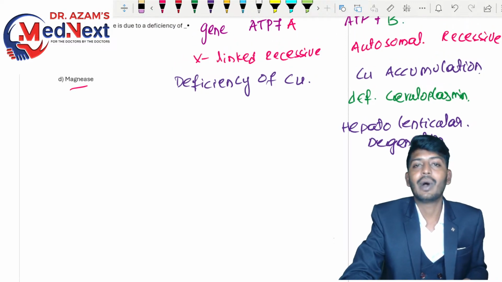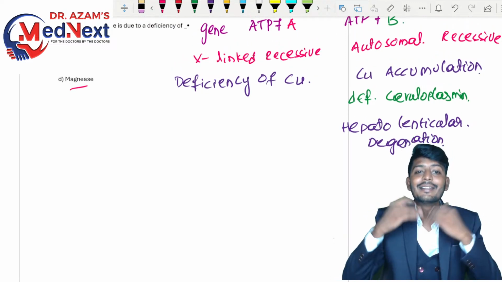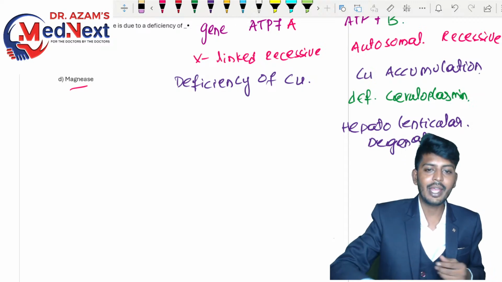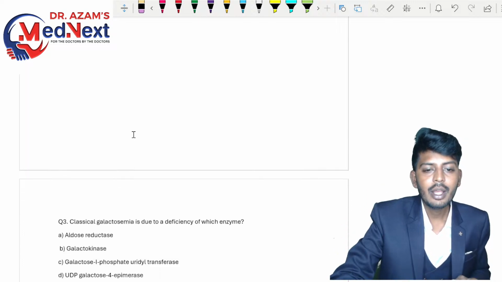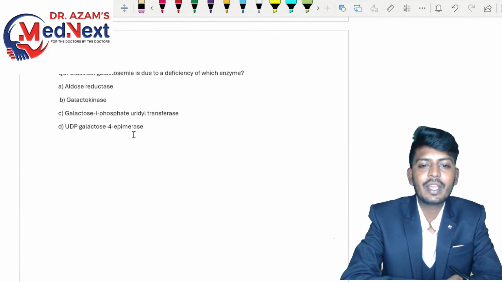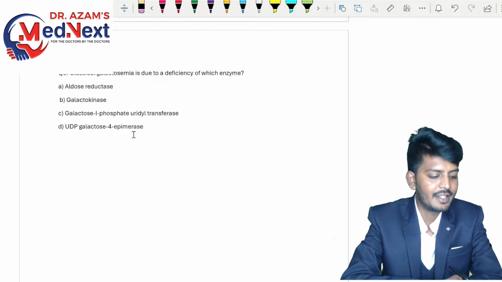Iron deficiency leads to anemia. Zinc deficiency हम आगे पढ़ेंगे. Let's continue to the next question. Okay, all right. So let's go to this question. Okay, so classical galactosemia is due to deficiency of which enzyme?